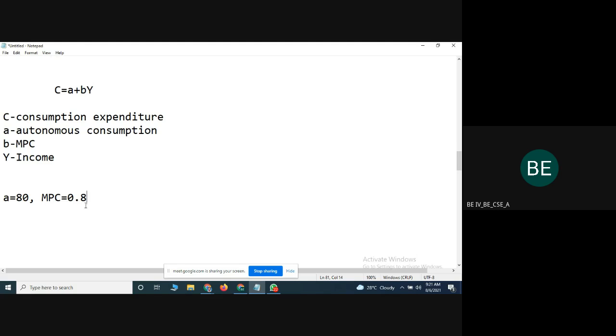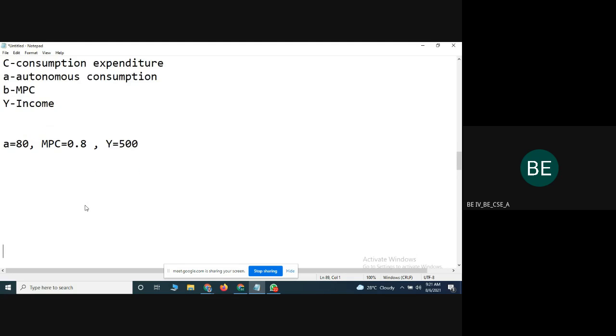For example, A is 80 and the marginal propensity to consume is 0.8. The person is given a personal income. The person's income is 500 rupees. They will ask you to find out the consumption expenditure. You simply apply that formula.